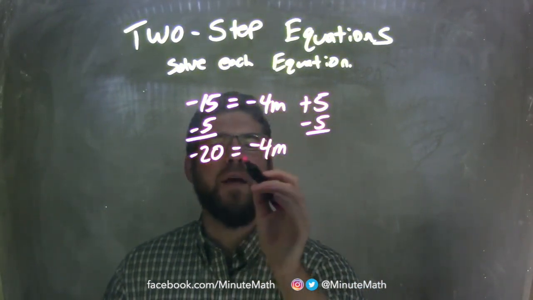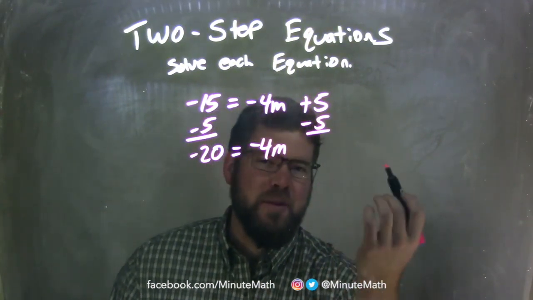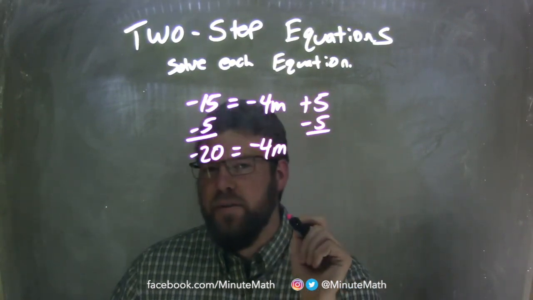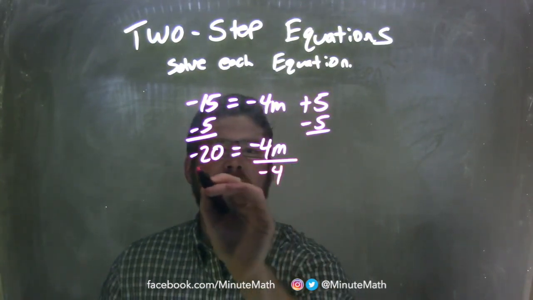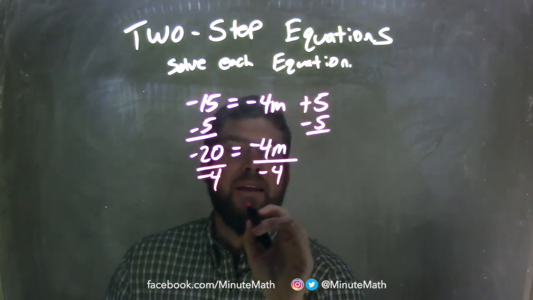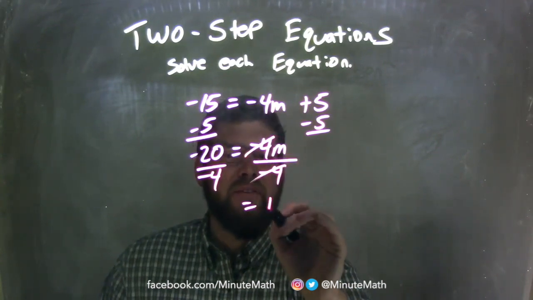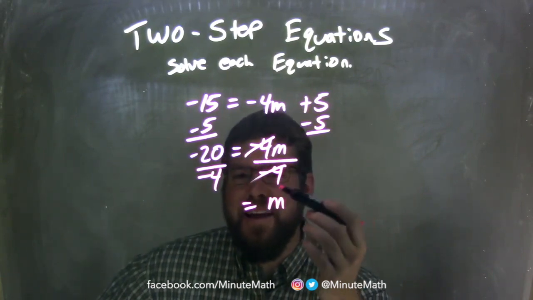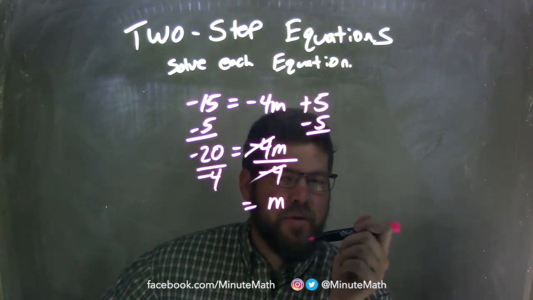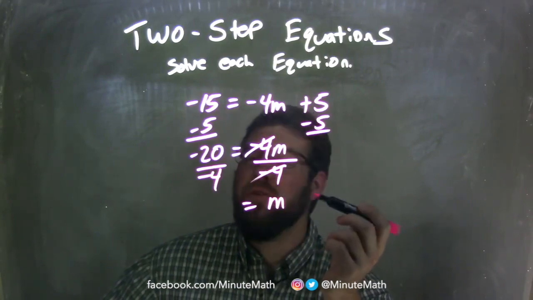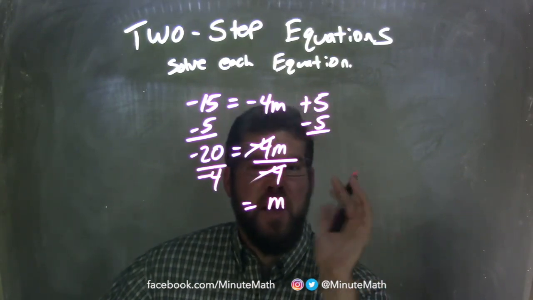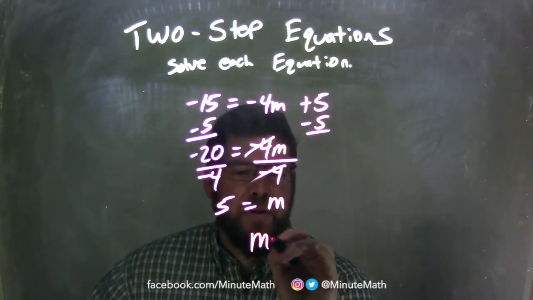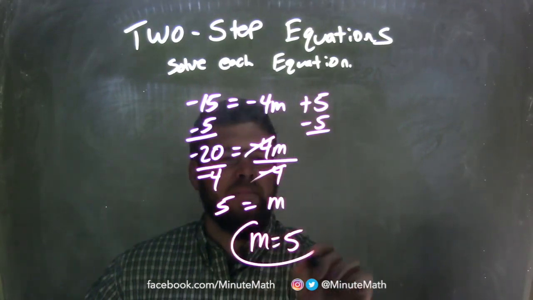So now we have negative 20 equals negative 4m. Well, there's multiplication between the negative 4 and the m. Opposite of multiplication, division. So I'm going to divide by negative 4 to both sides. And on the right, the negative 4's cancel, leaving me the m. And then on the left, I have negative 20 divided by negative 4. A negative divided by a negative is a positive. So 20 divided by 4 is 5. And so negative 20 divided by negative 4 is positive 5. Now let's rearrange it. Put m first, make it look nicer. And so we have a final answer of m equals 5.